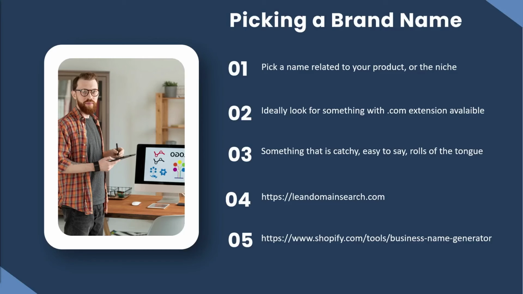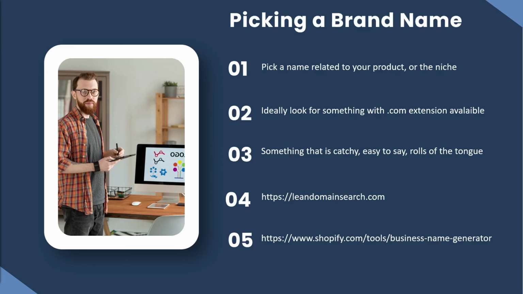So guys, we are here at the first section, which is picking a brand name. So first one will be pick a name that is related to your product or the niche. What I mean by that is when customers hear about your brand name, they already know what product you are selling. So for example, you're going to see later on the video what product I'm going to sell, and you're going to see the name to that, which is going to be very related to the product and basically what problem does my product solve as well.